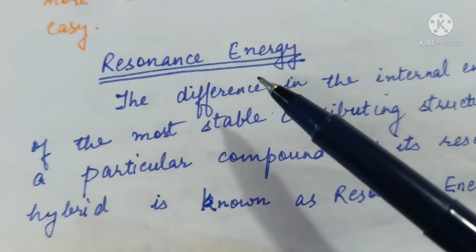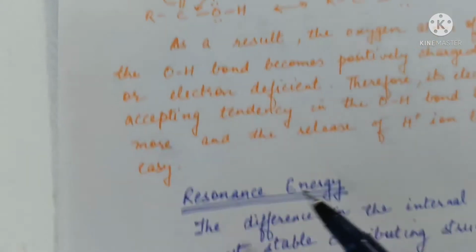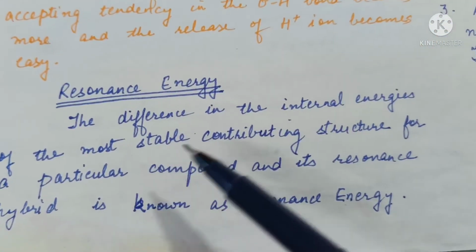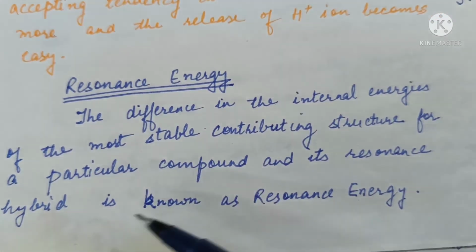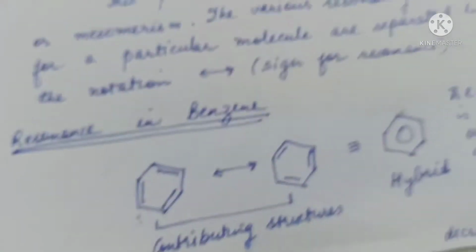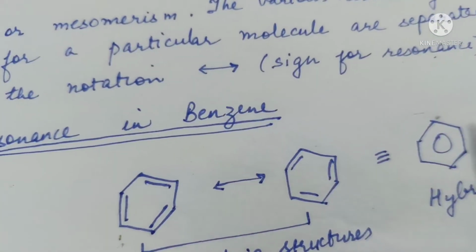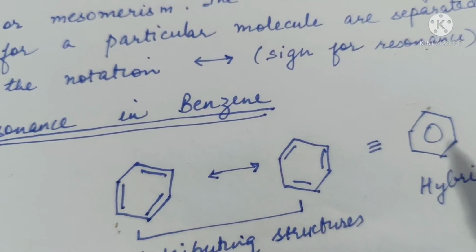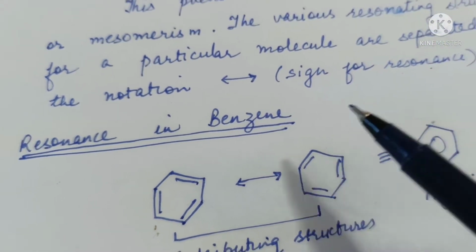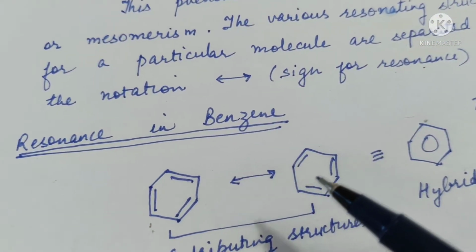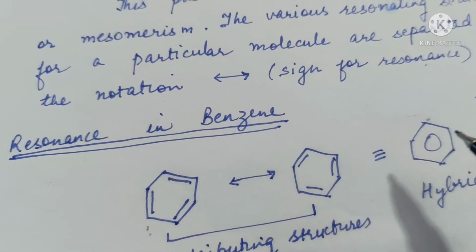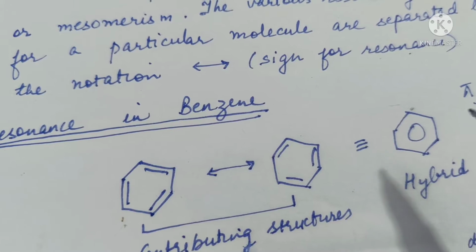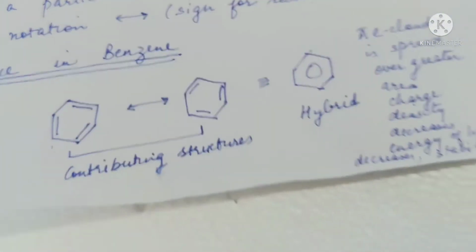Then resonance energy. The difference in internal energies of the most stable contributing structure for a particular compound and its resonance hybrid is known as resonance energy. So this hybrid structure has 150 kilojoules less energy than either of these contributing structures. So it is more stable by 150 kilojoules. So 150 kilojoules is the resonance energy for benzene.